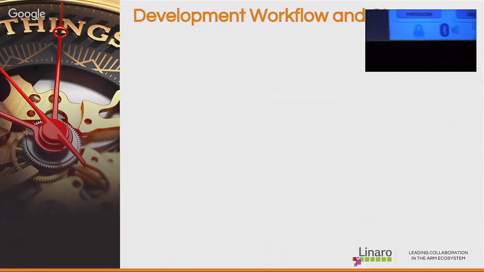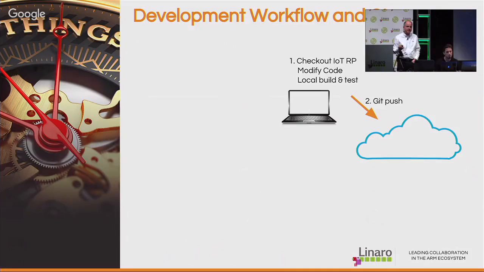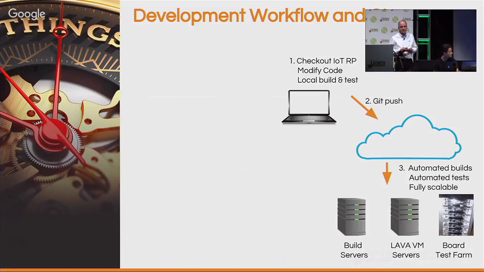So what's happening here is that Tyler has checked out the IoT reference platform, he's modified code, and he's locally building and testing his changes to the application. He's then Git pushed that into the cloud service that we're using to do several things. That cloud service is completely scalable. It has a set of build servers that are controlling the builds. It has a set of Lava virtual machine servers that are virtually running instances of the application and testing them in a virtual environment. And it also has access to test farms that can be situated anywhere around the world.